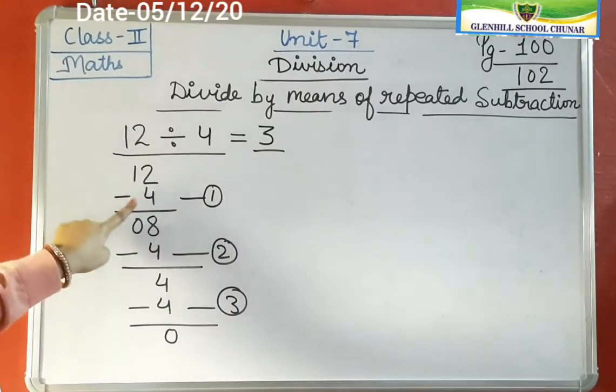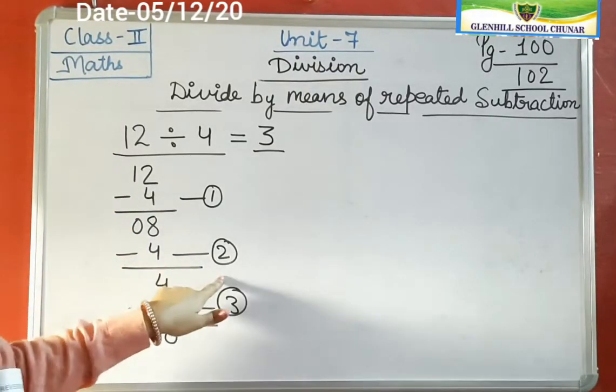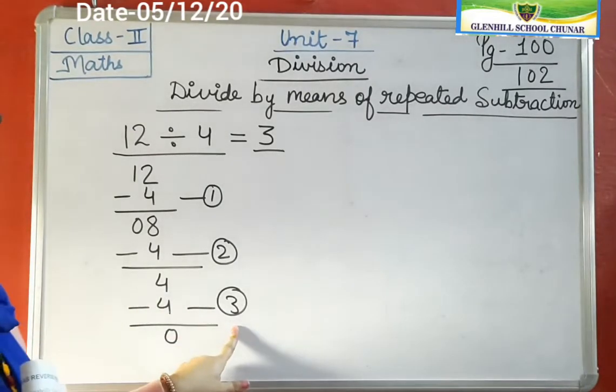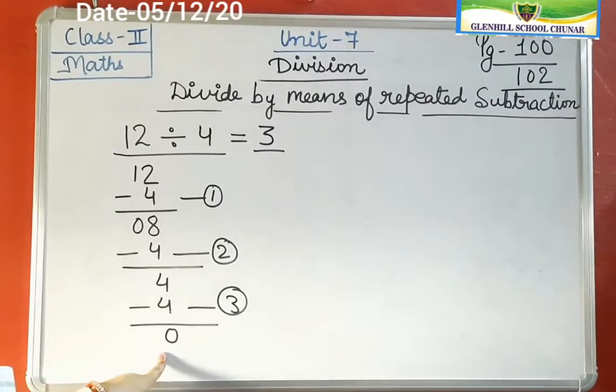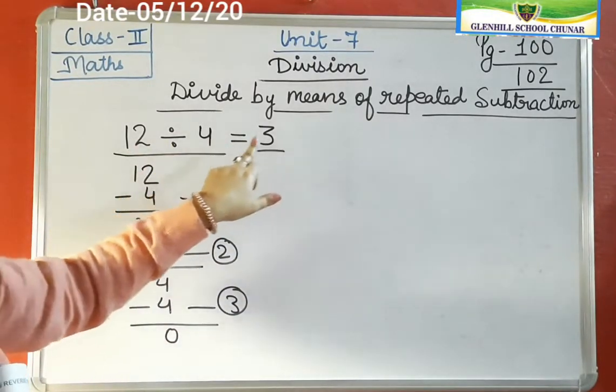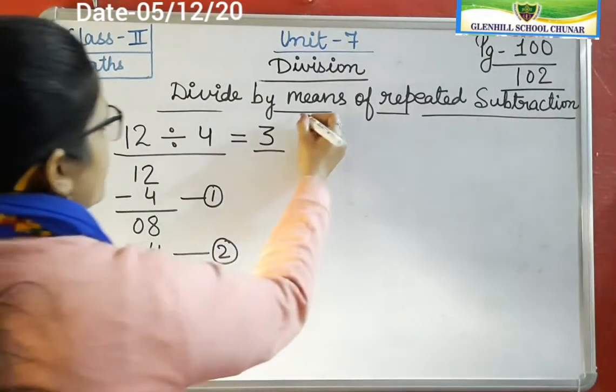12 minus 4 is 8. Again minus 4, second time you have done, so it comes 4. Again minus 4, you did 3 times, so it comes 0. So 3 times. So 12 divided by 4 is equal to 3. So this is the correct answer. So do it in your book.